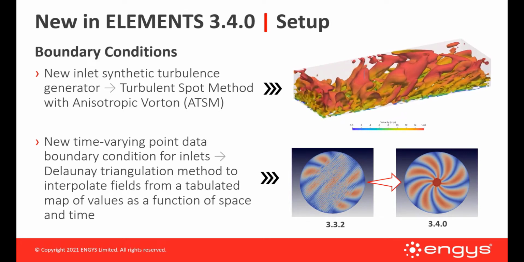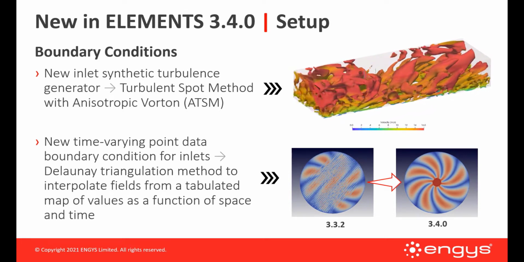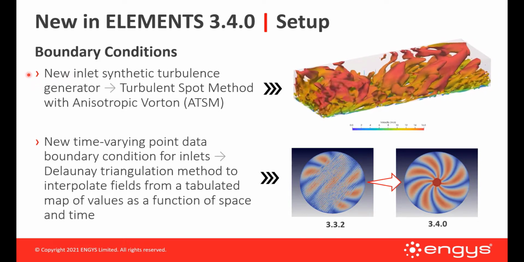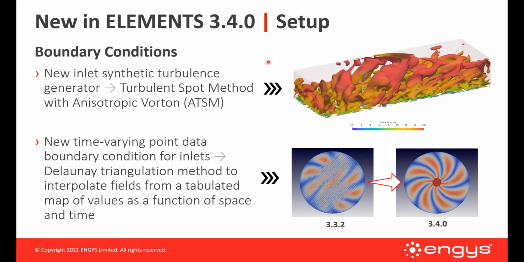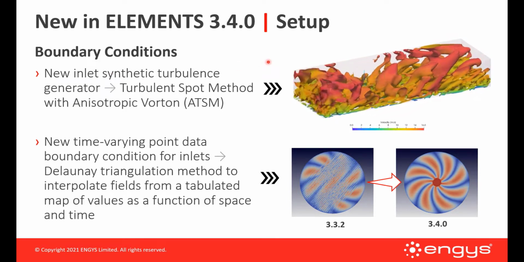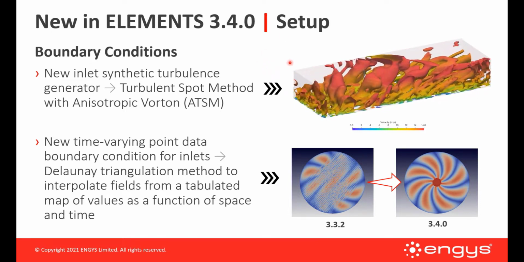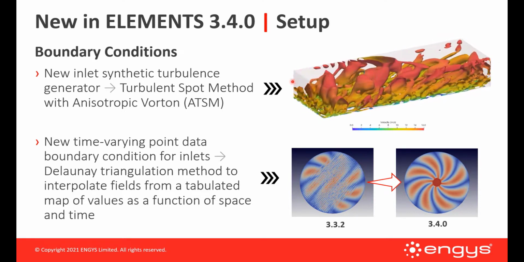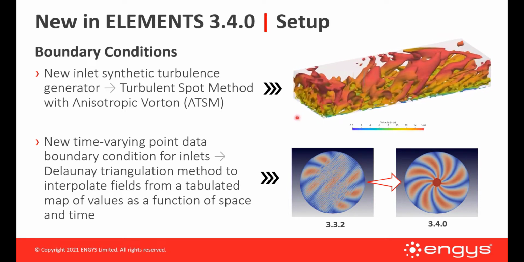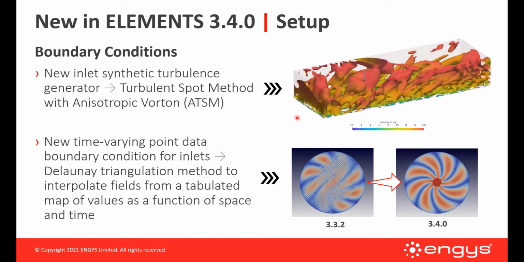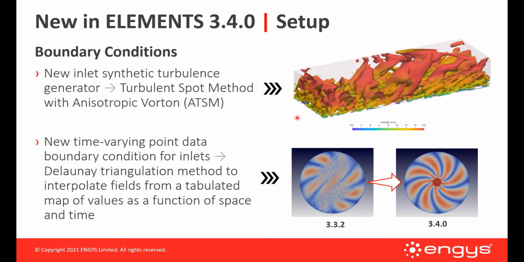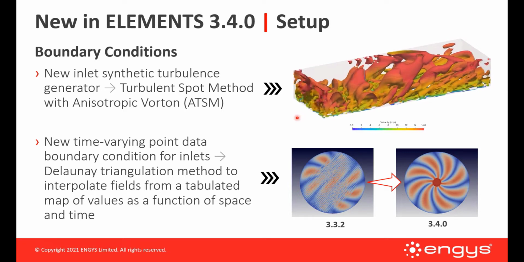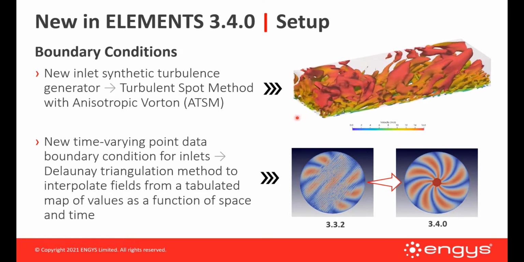Regarding new boundary conditions in 3.4.0, there are 2 things to mention. The first one is the new inlet synthetic turbulence generator based on the ATSM method, which we can use to apply specific levels of turbulence at inlets. And you can see that in this simple example where we apply turbulence at the inlet, and we can see how that turbulence obviously develops from there. This is particularly useful if you are looking at atmospheric boundary flows, or if you want to prescribe a certain level of turbulence inside a wind tunnel, just to match real life, what you actually measure in experiments.